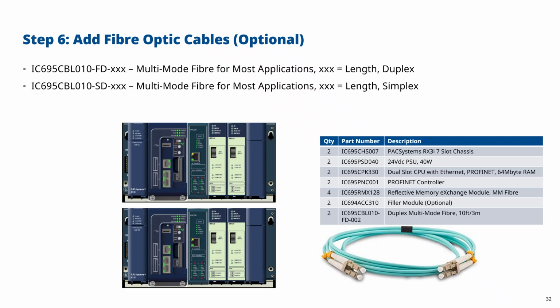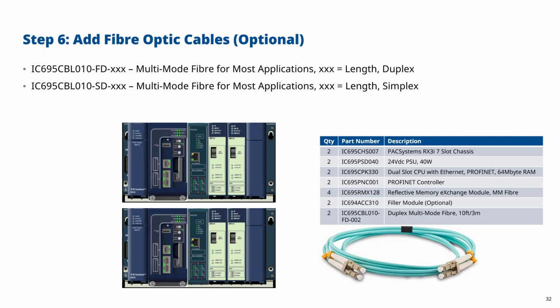Now, optionally, you could add our fibre optic cables. We only do these in quite small lengths though, but the idea is here to synchronise the RMX 128 modules using multimode fibre. Because we expect many users to have quite a short distance between the controllers, we do provide those shorter cables. So the part number is IC695CBL010. FD is full duplex, SD is simplex.